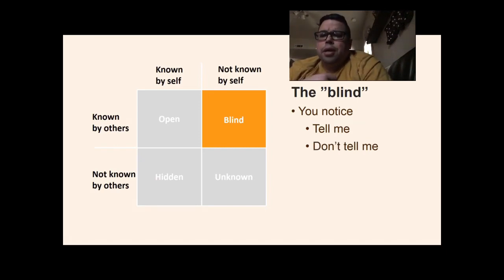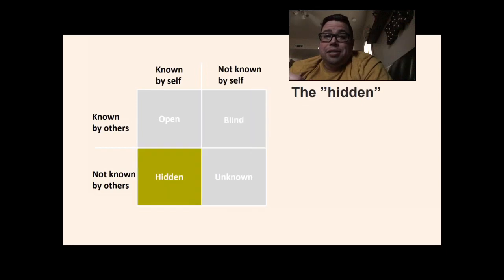Also, you can understand that this is going to be completely subjective. So what people think that they know about you is just their own personal opinion, and it's not necessarily fact.